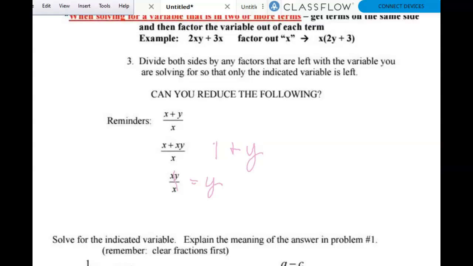How about the top one? Does the top one reduce? No, because it's plus. There's a plus. Is there an x in all of the terms? No. This reduced because there's an x in all the terms. This one reduced because there's an x in all the terms. There's no x here and it doesn't reduce.